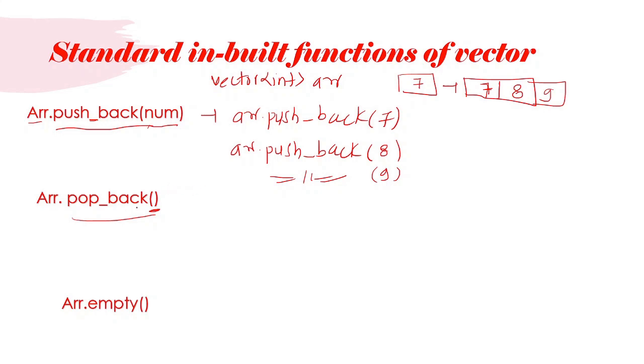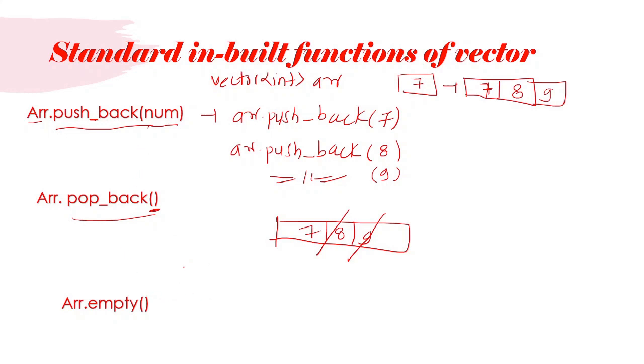Whenever I use pop_back, say for example, now my vector has 7, 8, 9. Whenever I call the pop_back, the last element, that is 9, simply gets deleted. Again, if I call the pop_back, the 8 will be deleted. So elements start getting deleted from the back of the vector. For push_back, elements get added into the vector from the back of the vector. So I hope you understand these two functions.